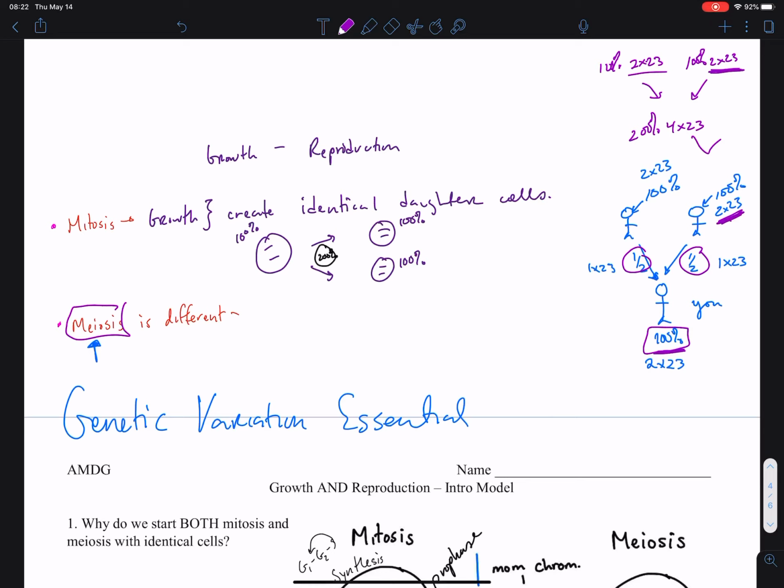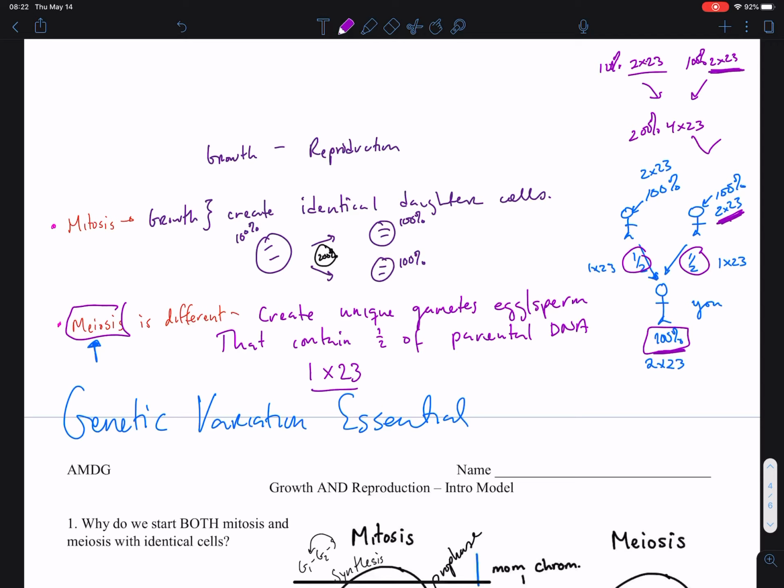So the purpose of meiosis is very much different from the purpose of mitosis. The purpose of meiosis is to create unique gametes, and gametes are egg and sperm. So we want unique gametes that contain 1/2 of the parental DNA. And it's a very specific 1/2. It has to be exactly one set of the 23 chromosomes. You can't have just 23 random chromosomes. You need one number 1, one number 2, one number 3, etc.